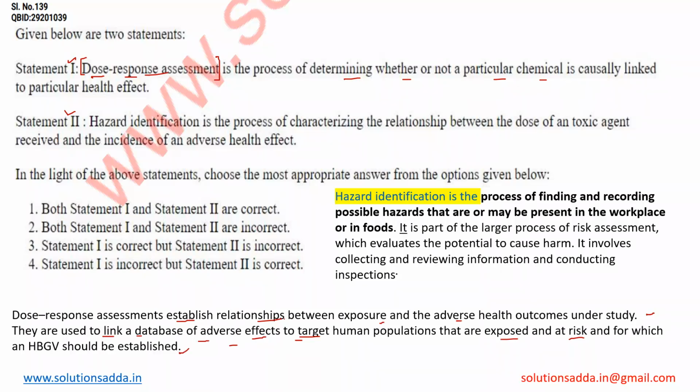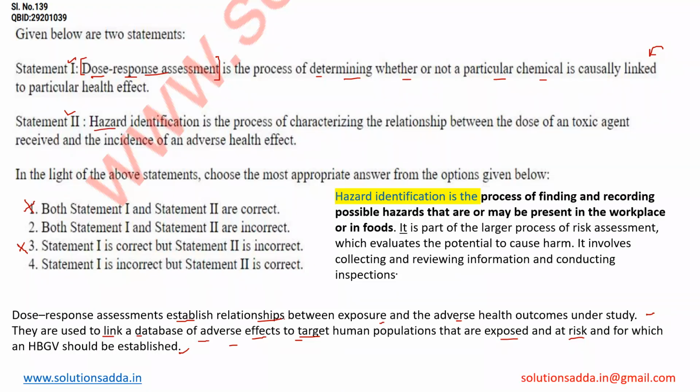So basically dose response assessment is all about checking the effects on the human population which are exposed or at risk. But what does statement 1 say? That it is a process of determining whether or not a particular chemical is causally linked. They are talking about the linking, but they are talking about the after effects. So statement 1 is false. So the options in which statement 1 is correct would be eliminated directly. So option number 1 and option number 3 we can directly eliminate. Let's read the second statement.